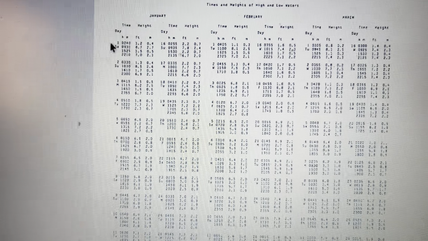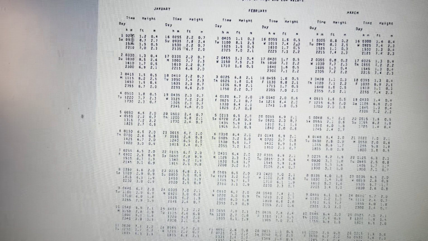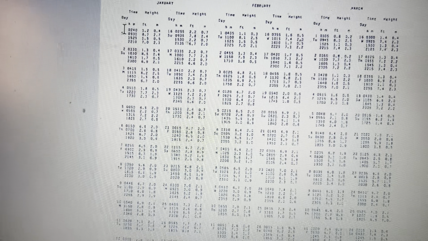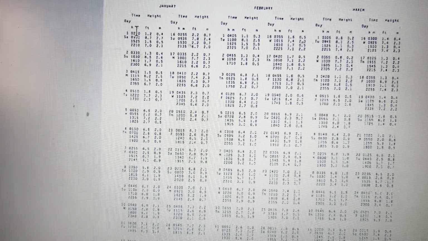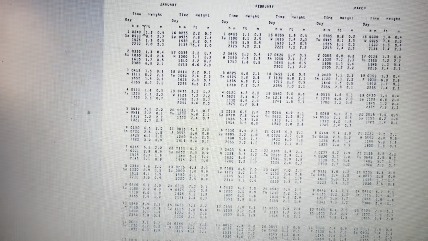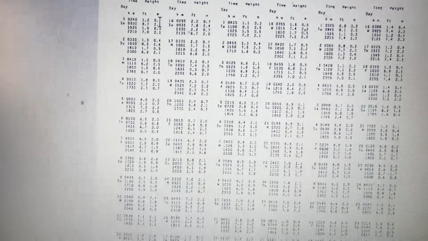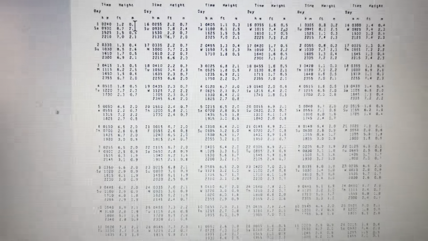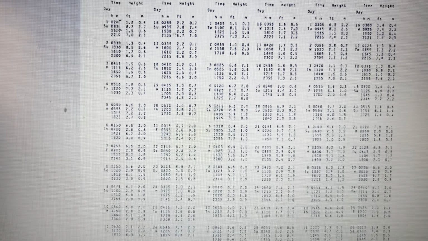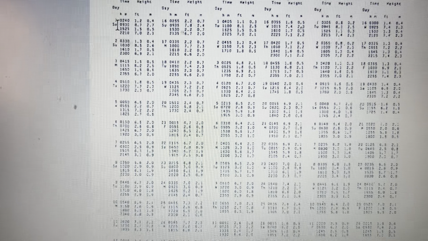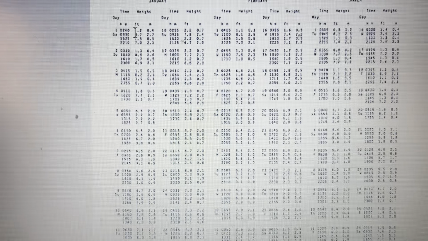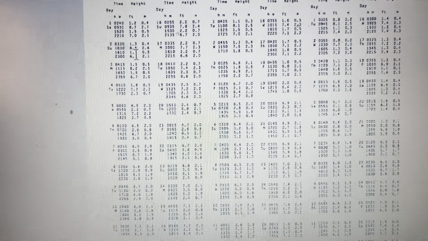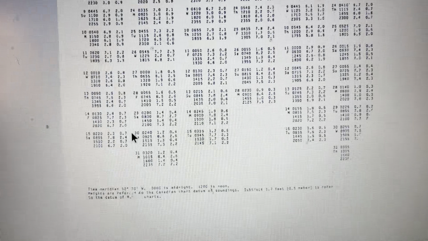So on the 1st of January, you could see the first high tide on the 1st of January occurs at 0240 in the morning with a height of 1.2 feet or 0.4 meters. As usual, you can ignore the meters. Then the low tide occurs at 9:30 with a height of 0.7 feet above the datum. And it continues like that over and over and over again all throughout the year.